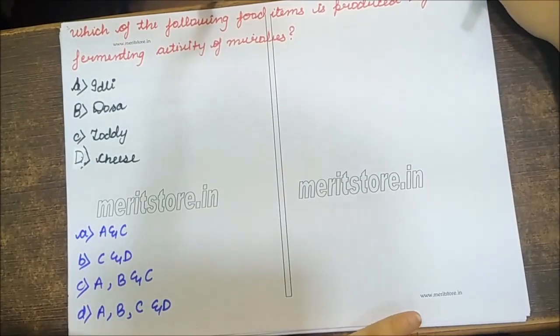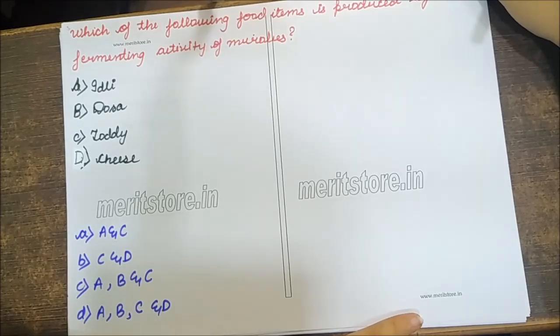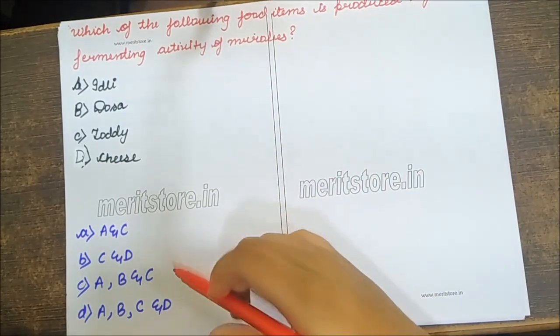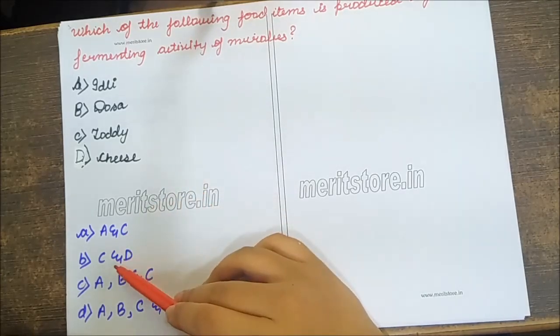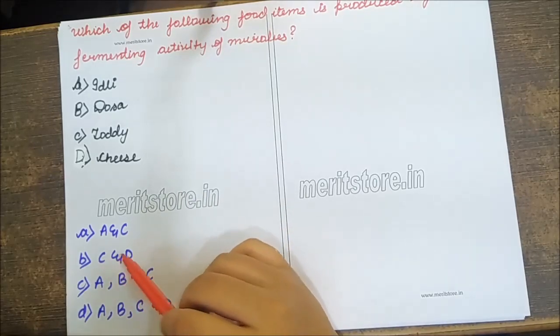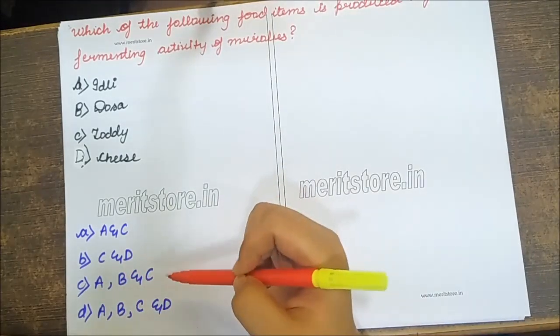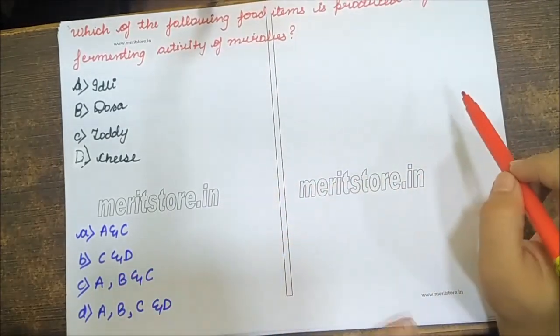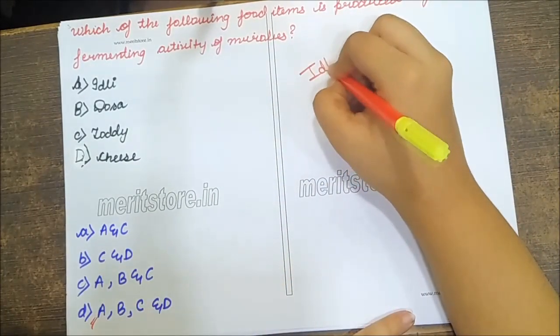Okay, this is an interesting question. Which of the following food items is produced by the fermenting activity of microbes? The options are idli, dosa, todi, or cheese. Idli and todi; todi is a drink. C, todi and cheese. D, idli, dosa, todi, or all of these. And the answer for this is all of these.